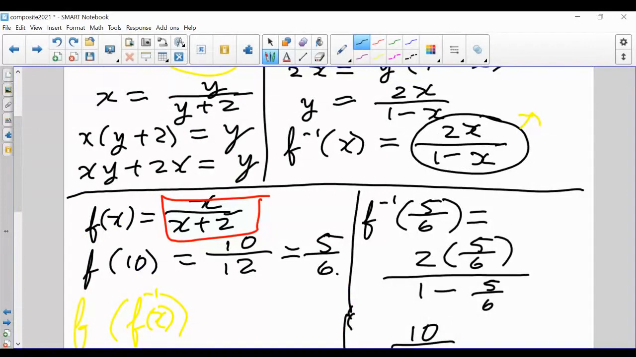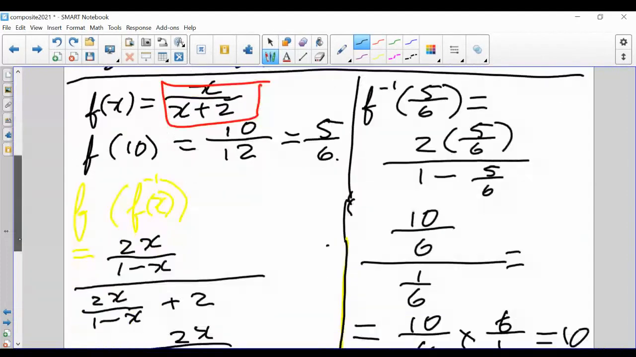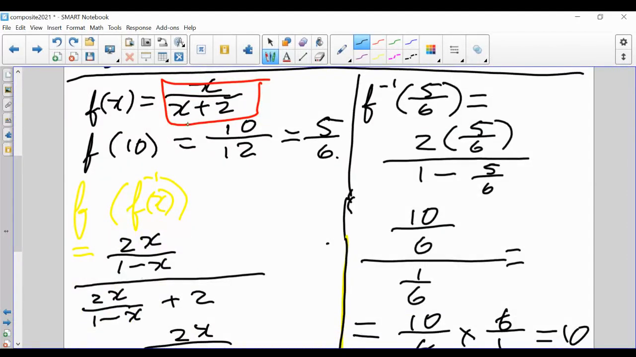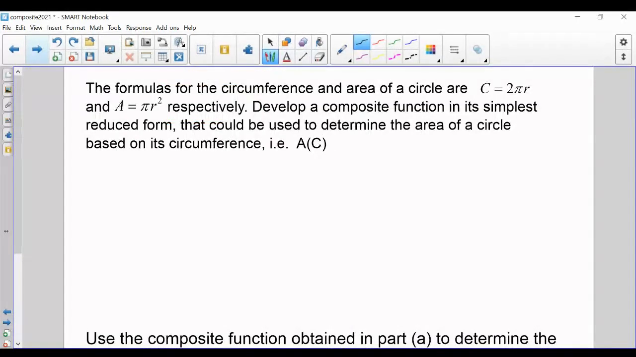Anywhere I see x in the red box, I'm going to replace it with 2x over 1 minus x. That's what we're saying. So the x on top becomes 2x over 1 minus x, which is what this is. The x at the bottom is going to become 2x over 1 minus x, and then plus 2. So I'm just replacing each of those x's with the 2x over 1 minus x. Hopefully that helps at least a little bit. Okay, let's see if we can get this question done. All right, and then we can wrap up.